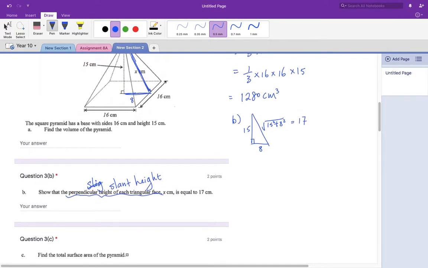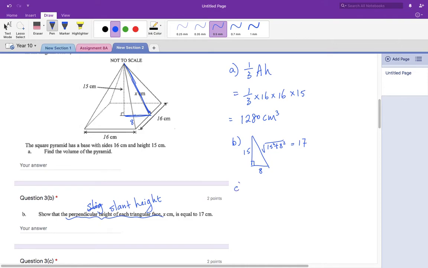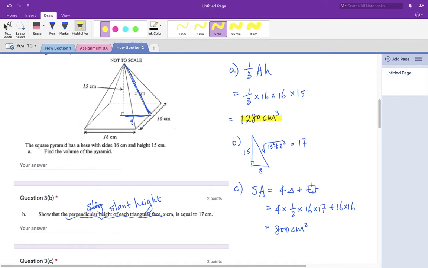Question C, find the total area. Once you have the height of the triangular face, and you know it's a square-based pyramid, the surface area is 4 triangles plus the base square. So you have 4 times half times base times height. Base is 16, height is 17, plus 16 times 16. So that's equal to 800 centimeters squared. So the answers are 1280, and 17 — actually, for this question it's a proof, so your proof would just be the Pythagoras equation — and question C is 800.